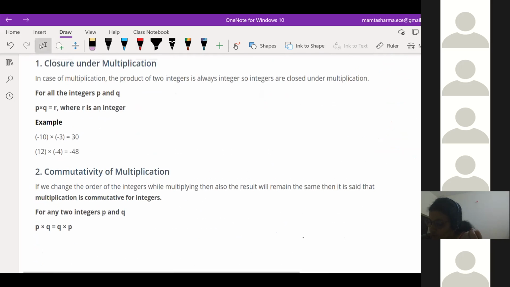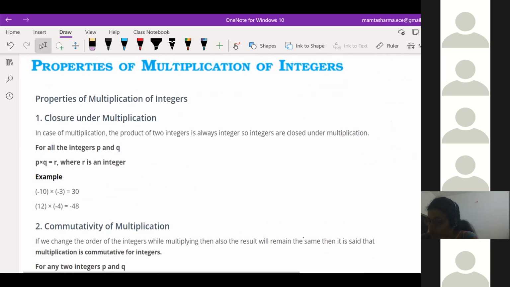Excuse me. It is under multiplication. Okay. Let's revise it.